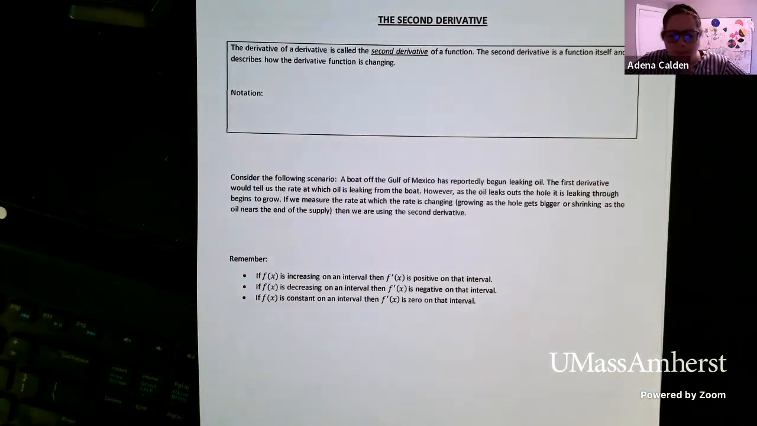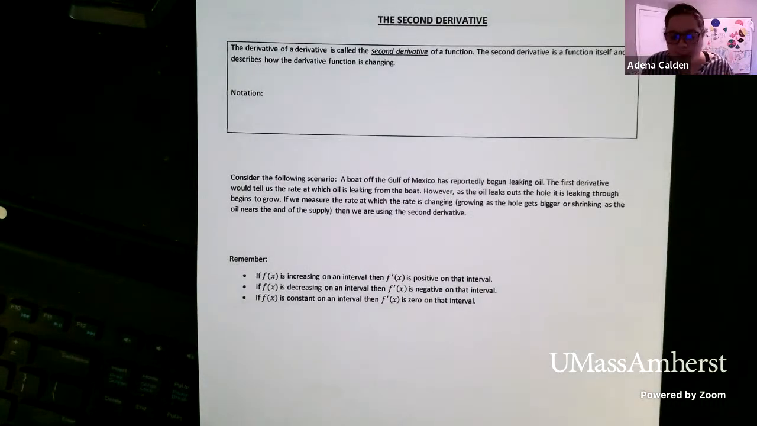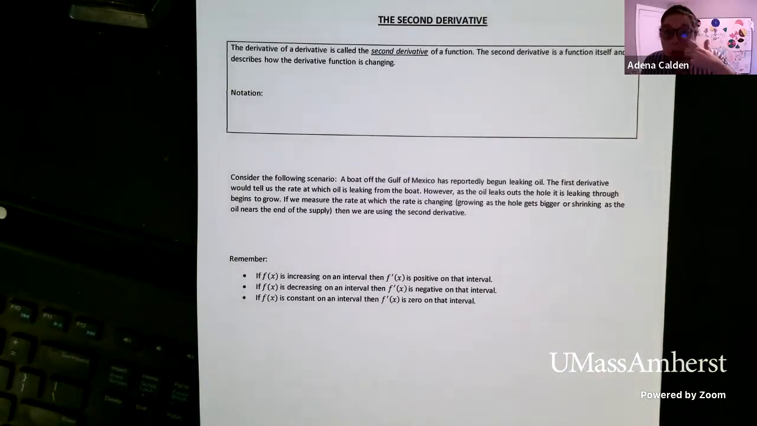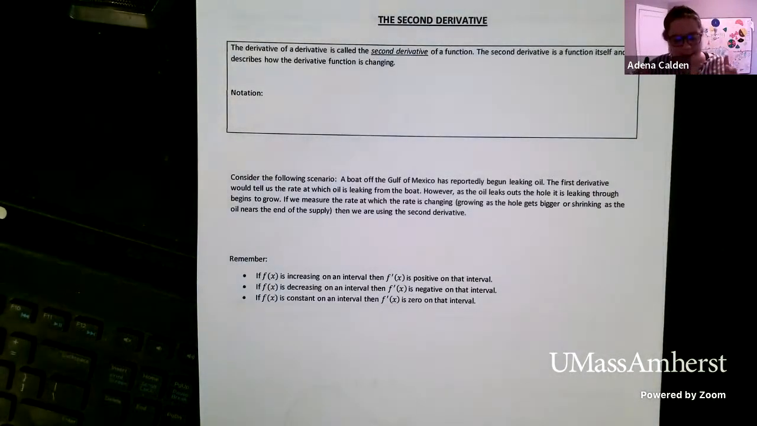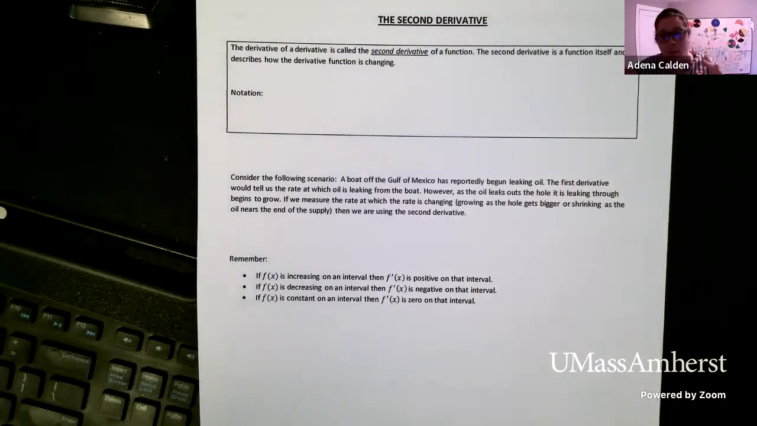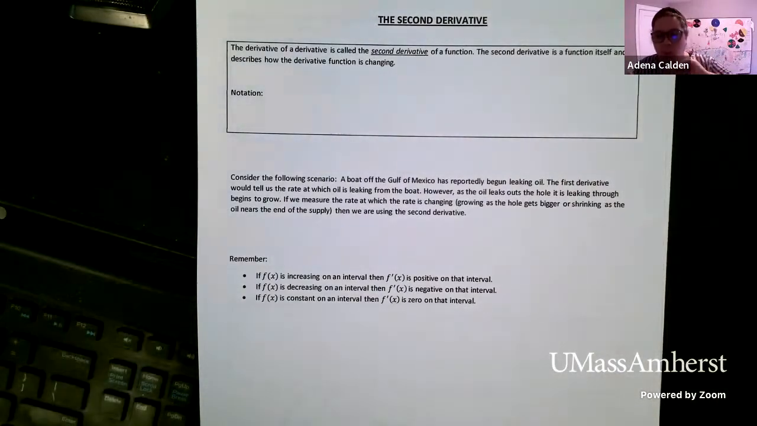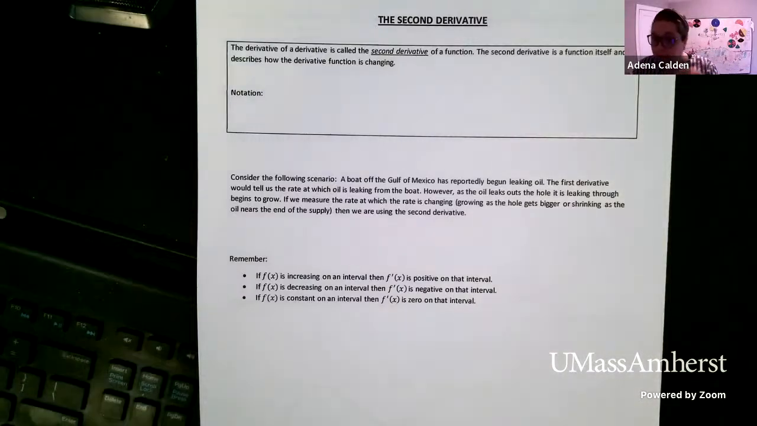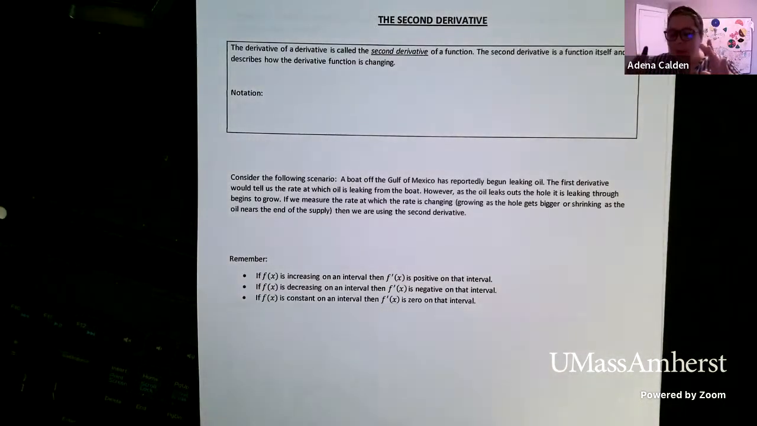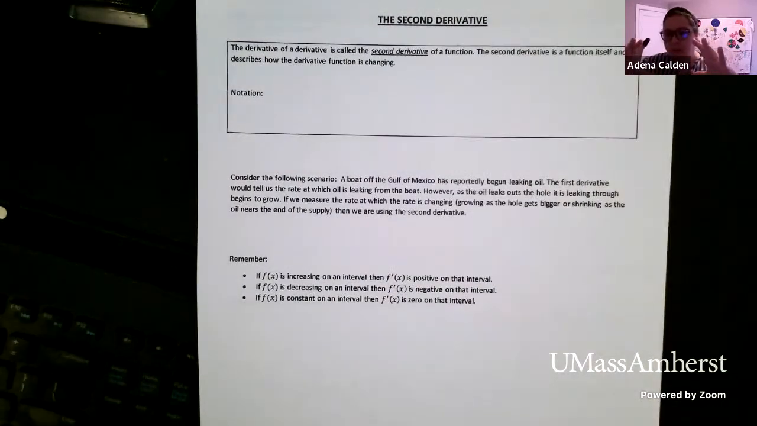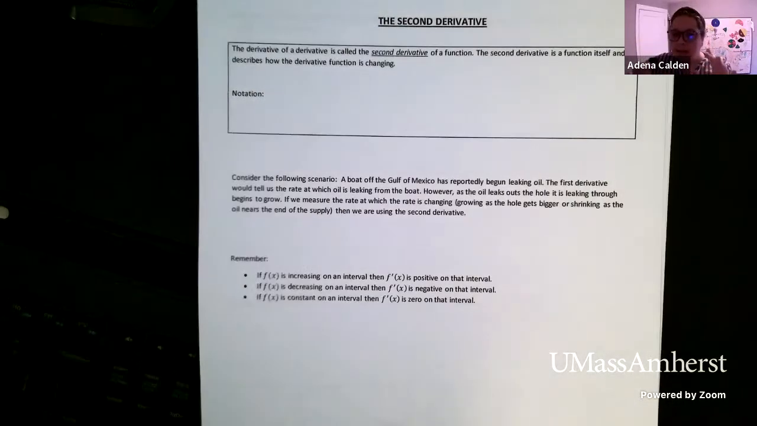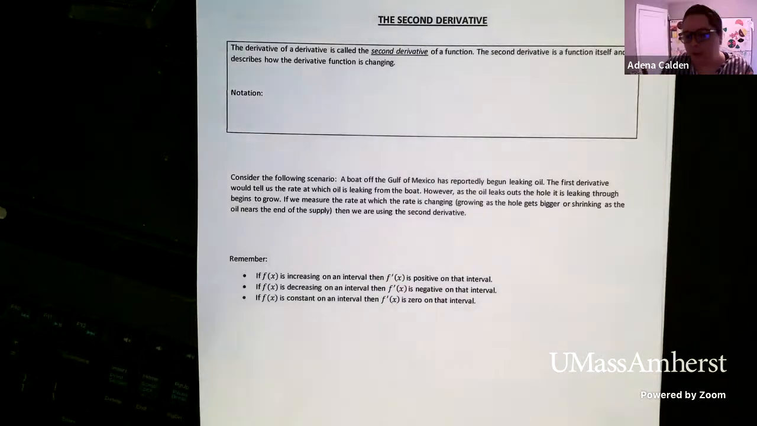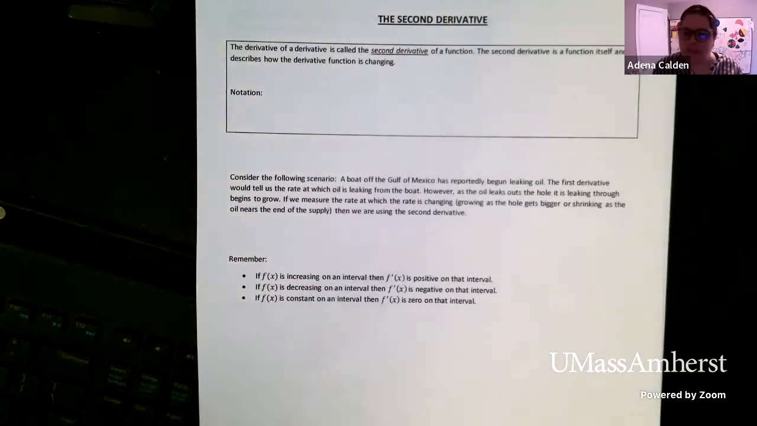So let's come up with a quick example of why we might want to think about the second derivative. Maybe 10, 15 years ago, there was a big oil spill, the BP oil spill, down in the ocean. There was a hole in the side of the boat and the oil was leaking out. So the rate at which the oil was leaking out of the boat was the first derivative, right? But then the hole, because of the pressure from the oil, started getting bigger and bigger. So the rate at which the oil was coming out was getting larger and larger. And so the rate at which the rate was increasing was the second derivative.